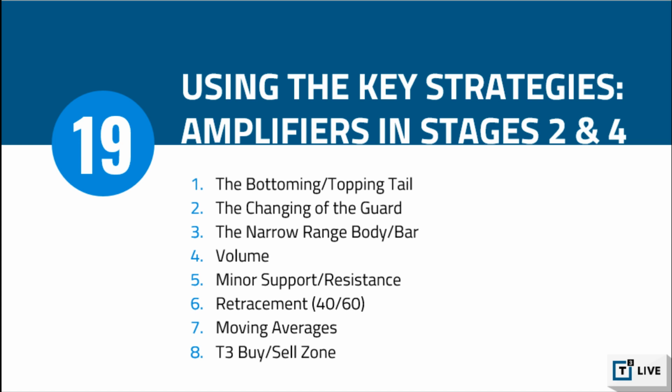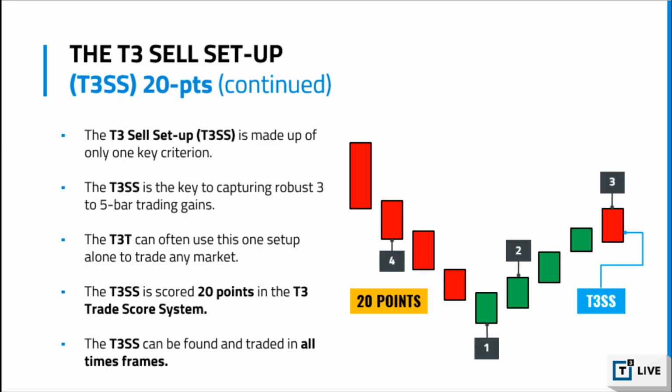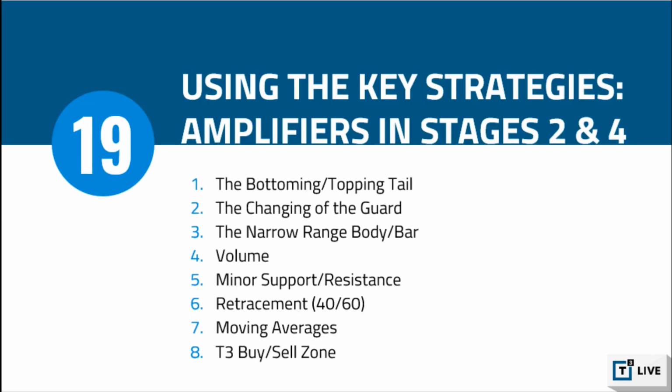Can we make this setup even better? What makes this setup even better? Three or more red bars in an uptrend to the right location. We got that. It gets 10 extra points. Are there amplifiers, events, occurrences that make this not a 20-point play, but a 30-point play, or a 40-point play, or a 50-point play? And the answer is yes. We call these amplifiers.